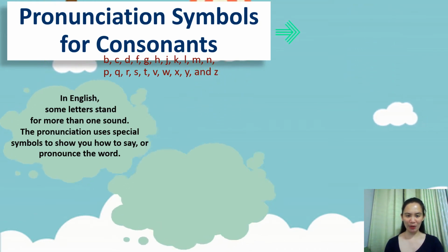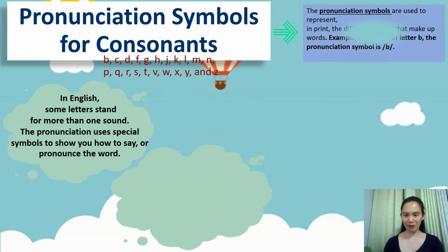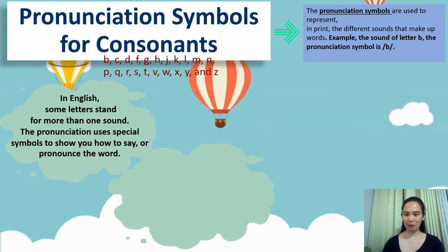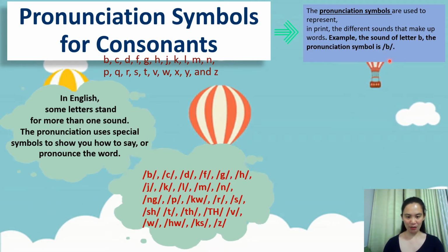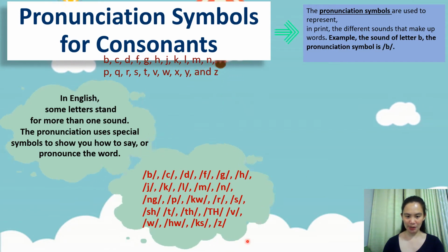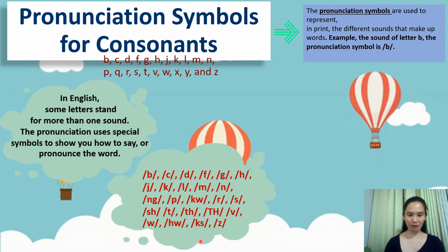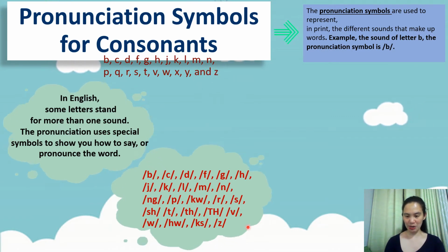Now, what are the uses, or why do we need to have pronunciation symbols? What is it for? The pronunciation symbols are used to represent and print the different sounds that make up words. Example, the sound of letter B. The pronunciation symbol for letter B is this one. We have here more pronunciation symbols for consonants. Here, the red printed symbols are the examples of pronunciation symbols for consonants.